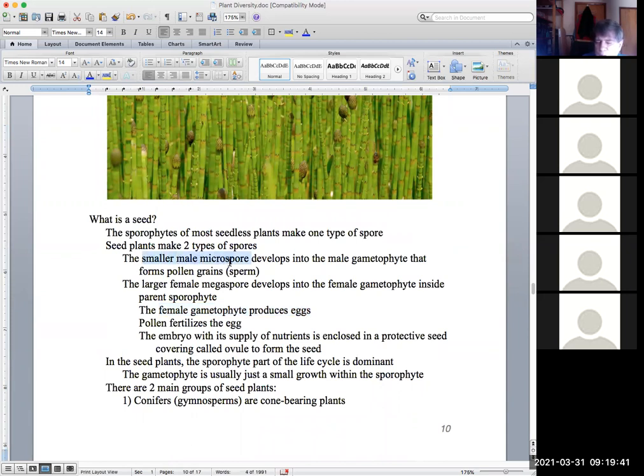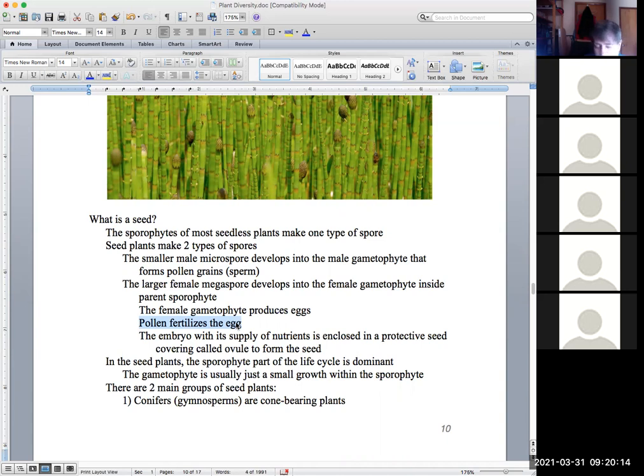The smaller spore is called a microspore, and this is going to make the male gametophyte, and the male gametophyte is going to form pollen grains, which in the case of seed plants are their equivalent of sperm. And then the pollen, think sperm, is going to fertilize the egg. Now notice when we look at the seed plants, they do have a problem.